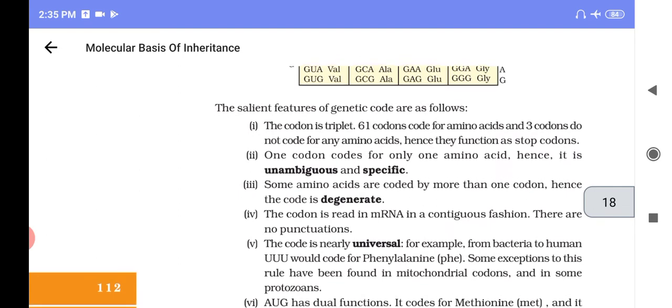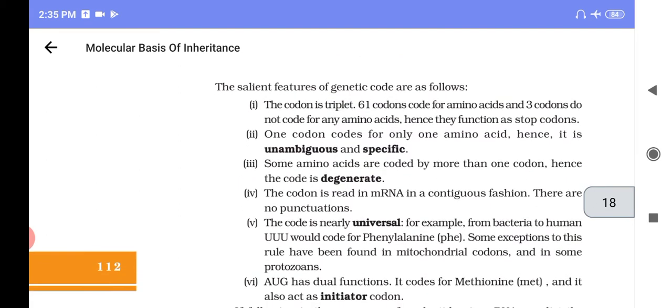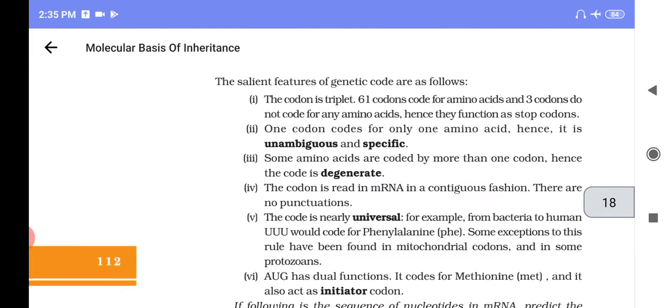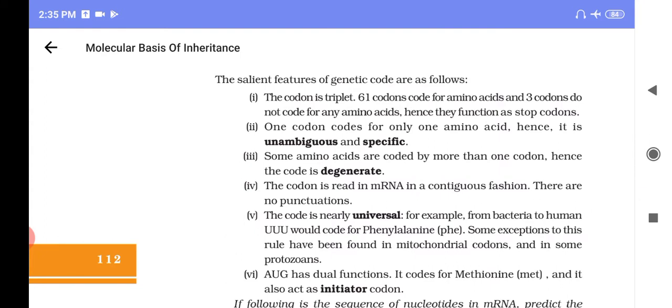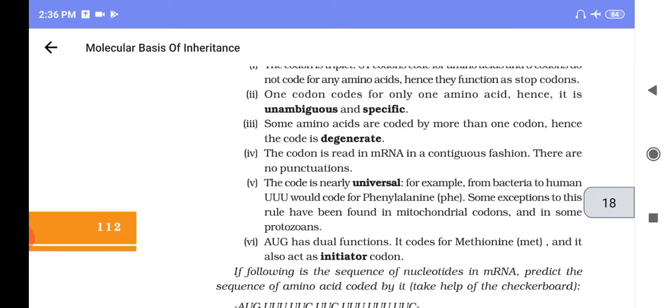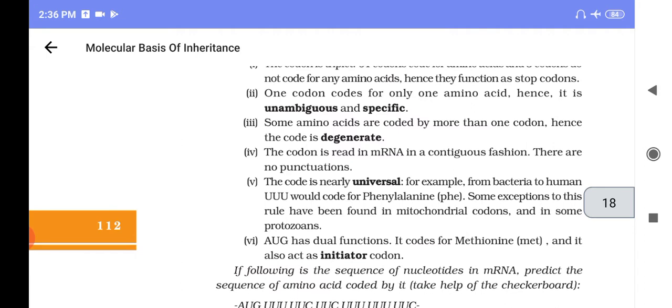The salient features of the genetic code are as follows. The codon is a triplet. 61 codons code for amino acids and 3 codons do not code for any amino acid, hence they function as stop codons. One codon codes for only one amino acid, hence it is unambiguous and specific. Some amino acids are coded by more than one codon, hence the code is degenerate.